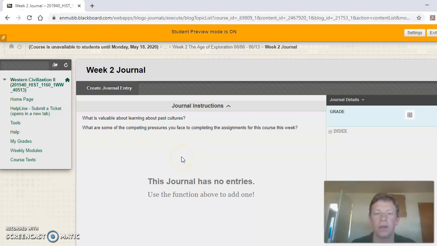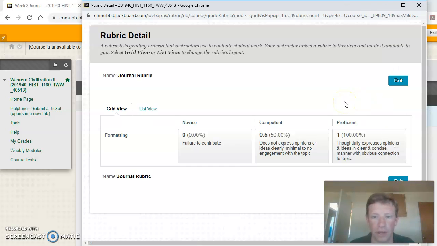It's a chance for you to develop a relationship with me. And so to that end, the rubric is very basic. I just want to see that you're engaging thoughtfully with the topic, that you're giving me some kind of sense of how the course is going for you.